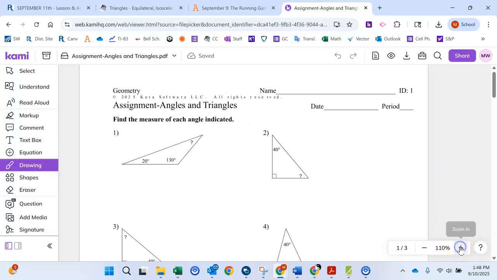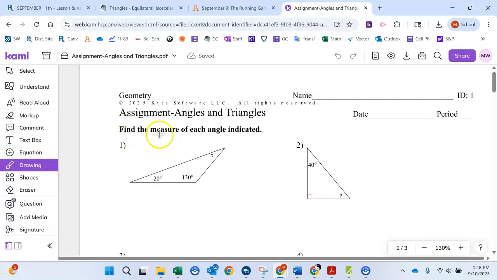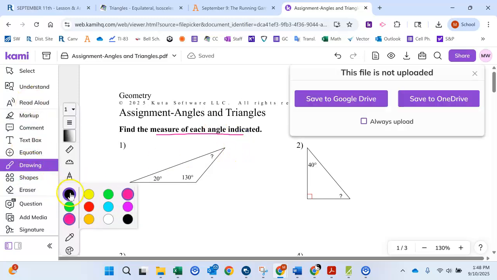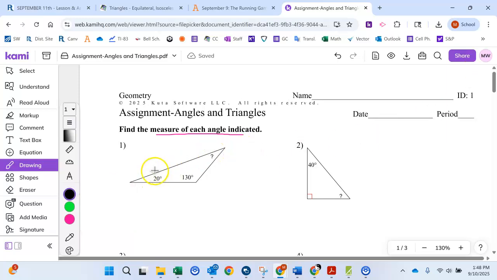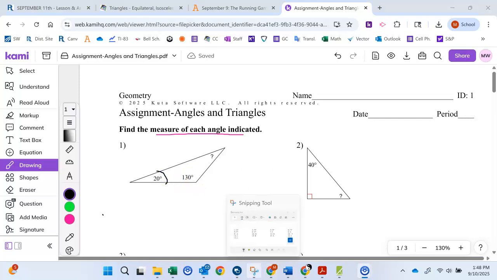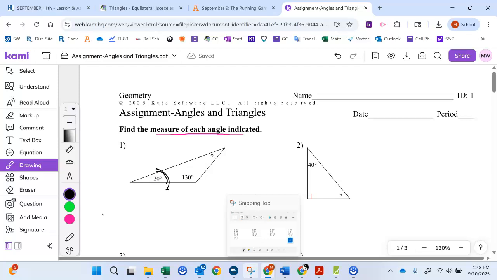Okay, so let's make this bigger. Okay, it's looking for, find the measure of each angle, okay? Use a different color. So let me do black, how about that? Okay, so we have three angles, right? Let's see if I've got a pen. Okay, so we got one angle is 20, another is 130, and another is we don't know. It's a question mark, right?